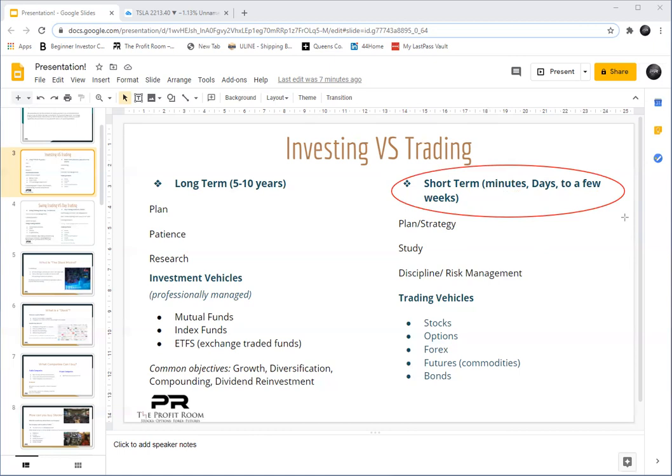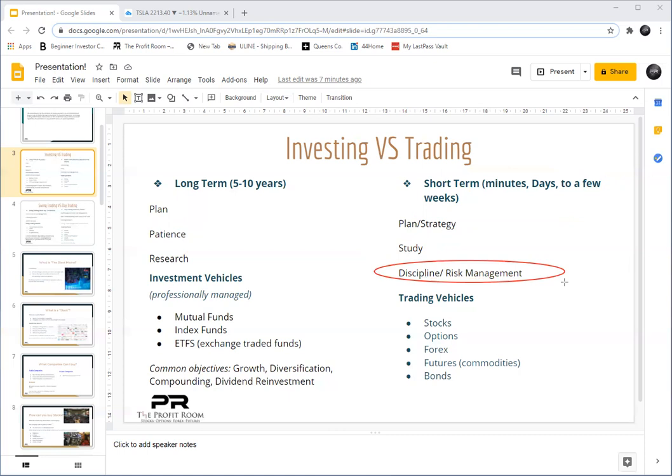And in order to achieve this, just like anything, long term as well, you need a plan. We need that plan. Same thing with short-term trading. We need a plan. We need to be a student of our craft, so we need to study. You must have discipline as well as risk management to be successful at short-term trading; it is a must. Because if you do not have discipline or structure, you will lose it all, literally.